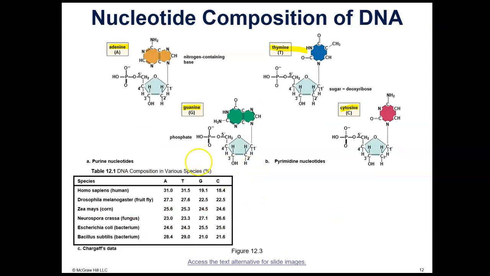And if you look at humans, there's about the same percentage of A's as T's and the same percentage of G's as C's. And you can see that from this chart. And then it shows you for other species that the same is true. And this is what Chargaff discovered. So A's always pair with T's. G's always pair with C's.